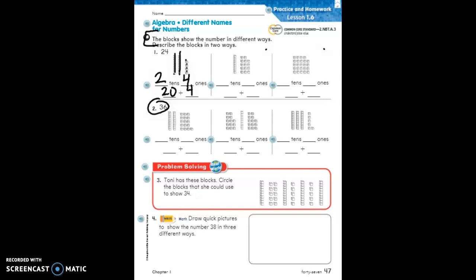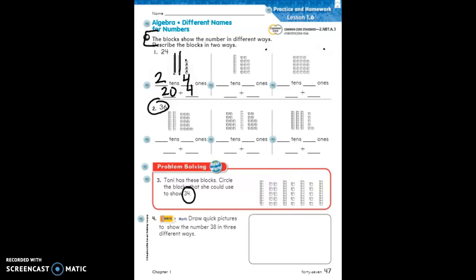Now we're on number 3. Tony has these blocks. Circle the blocks that she could use to show 34. We're looking for 34. So I see 10, 20, 30, 40, and then a bunch of ones. So you just need to circle what would be 34. So maybe you circle a 10, and another 10 is 20. So keep going until you get to 34.